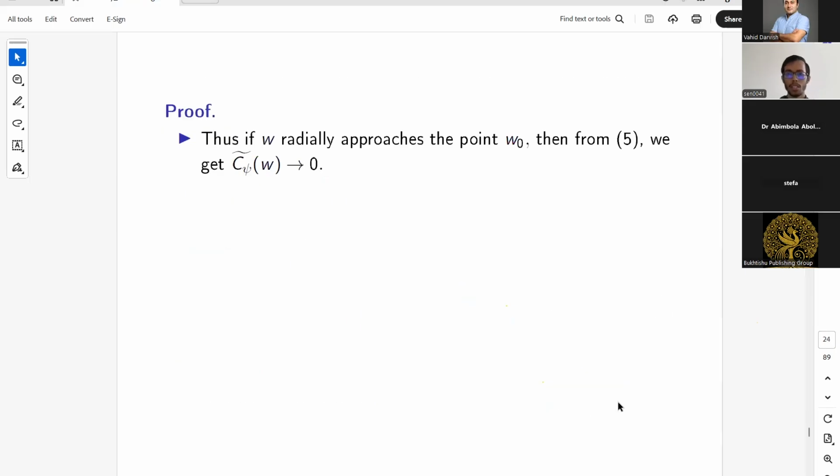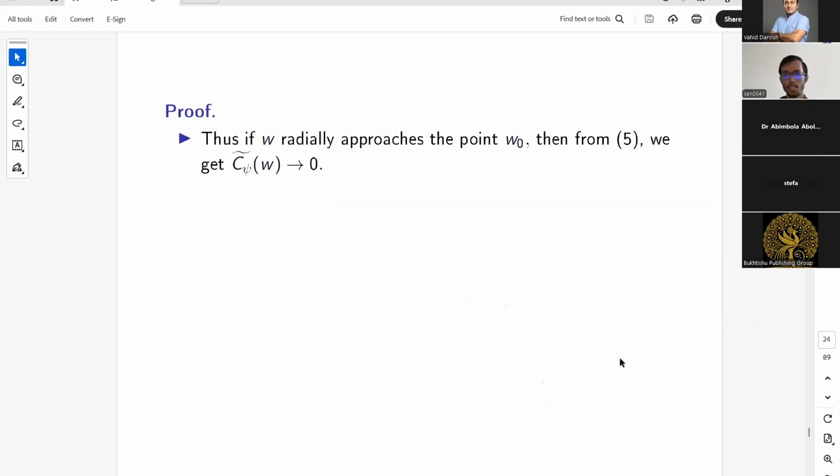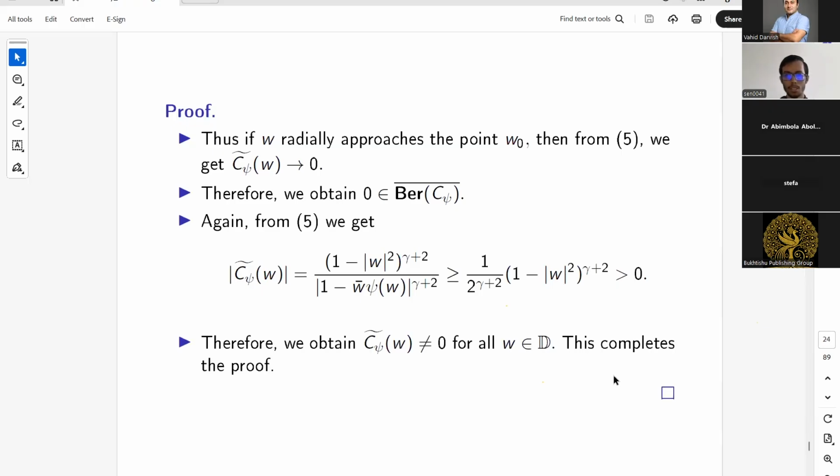And thus, from this equation 5, taking W radially approaching W naught, we get that the Berezin transform is tending to 0. Therefore, 0 belongs to the closure of the Berezin range of C psi. Again, we take the modulus of the Berezin transform and we get that this is strictly greater than 0, and therefore the 0 does not belong to the Berezin range of C psi. Thus, the result is proved.